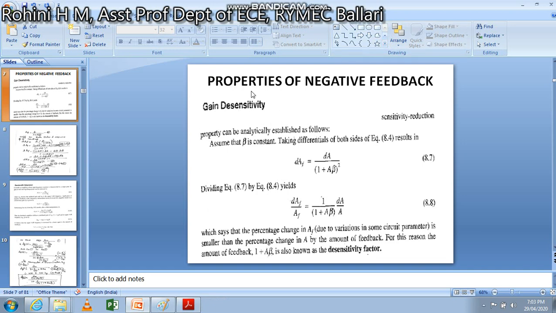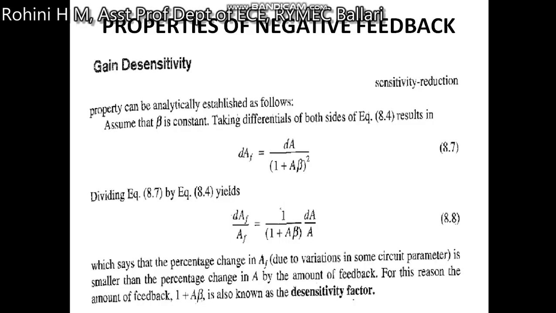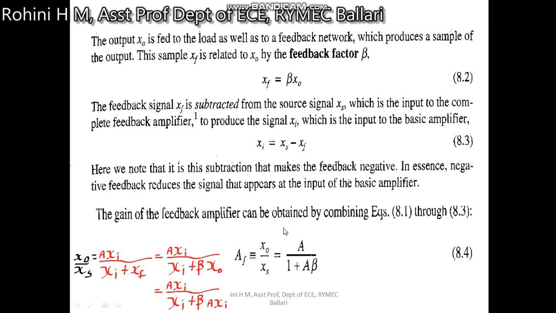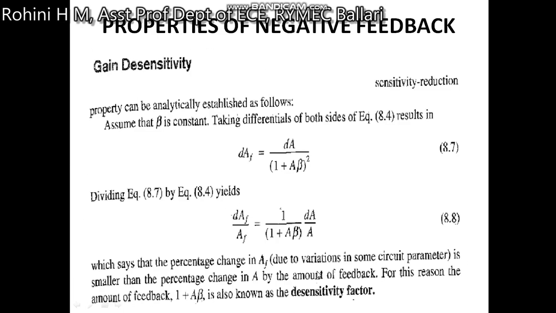Now we move on to the properties of negative feedback. The first one is gain desensitivity. The sensitivity reduction property can be analytically established as follows. Assume that beta is constant. Taking differentiation on both sides of expression 8.4 results in this expression. What is 8.4? We'll have a quick look. This is our 8.4 expression, that is, the gain of the feedback amplifier AF is given by A divided by 1 plus A beta.